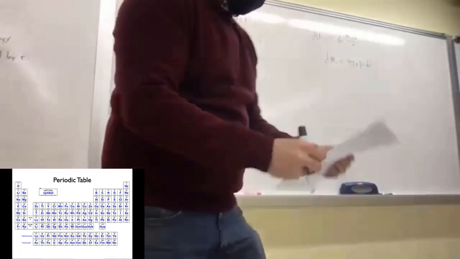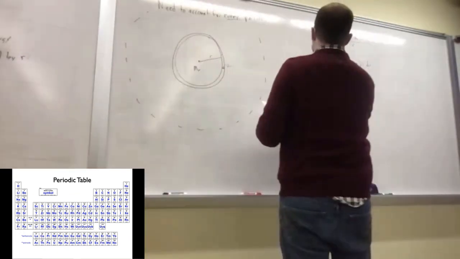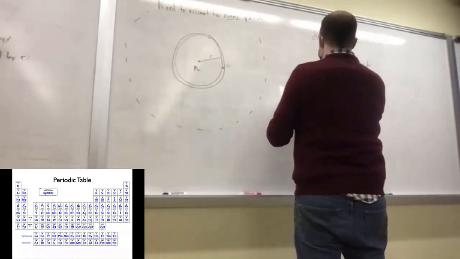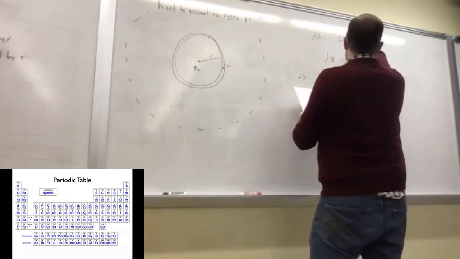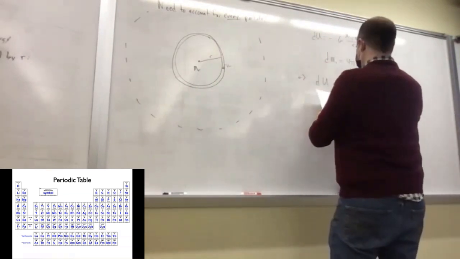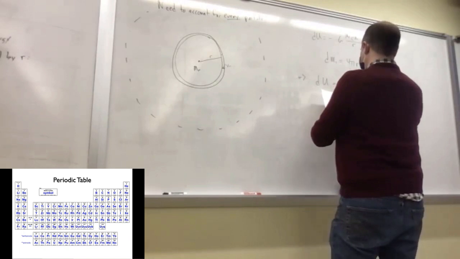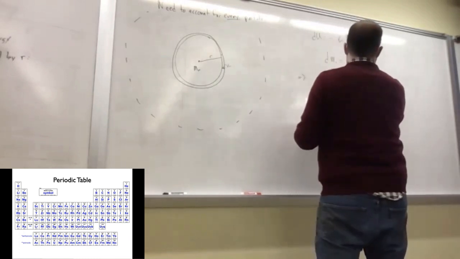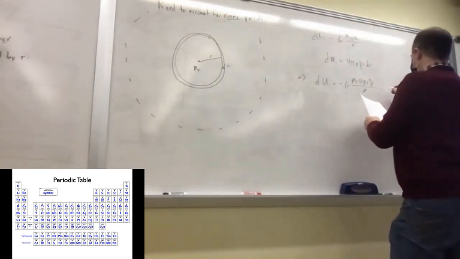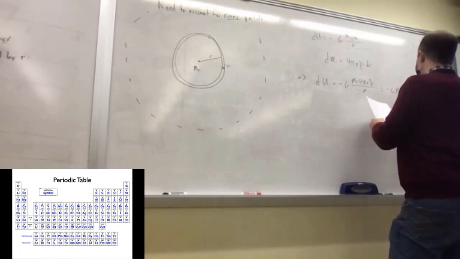So you can plug this all in. dU is negative G times m(r). Plug this in for dm. You get 4 pi r squared rho dr over r. Some r's cancel out. That's nice. This becomes negative G times m(r) times 4 pi r rho dr.